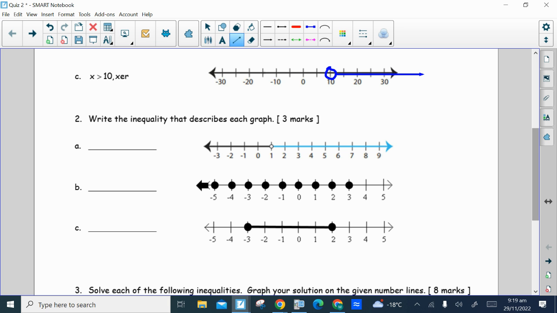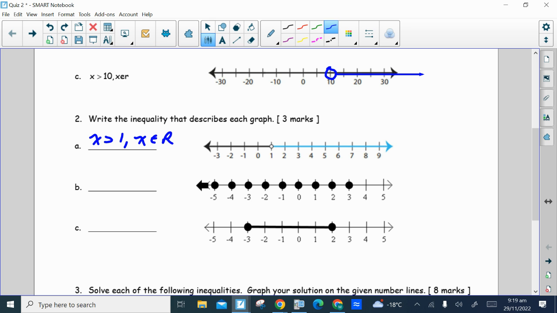Number 2 is the opposite. You're given the graph, you want to write the inequality. Okay, so this one starts at -1, which is not included, and there's a line going off to the right. It's the bluish colored one. And so this would be x is greater than -1, and because it's a line, x is an element of real numbers. You have to include the number system there.